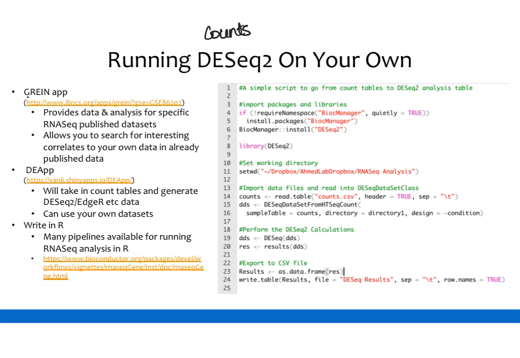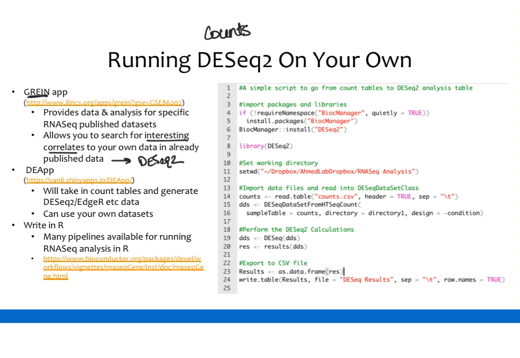One is this app called the Green app, which was very recently published. This is useful because there are a number of RNA-Seq datasets that have already been published, but they haven't been very accessible because people don't always know how to run the analysis. So there is now this app that allows you to search for interesting data that has been published, but might be interesting as a comparison to your own data or might provide an interesting correlate to your paper. And it provides the DESeq2 analysis, so you can just look at fold changes and scores and include that information in your paper as long as you cite it.